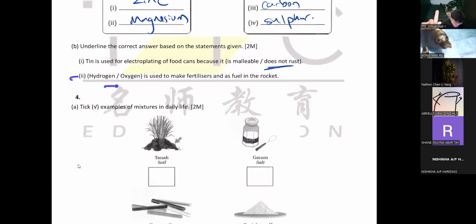Okay, number two. What is used to make fertilizer and fuel? That's gonna be your hydrogen.